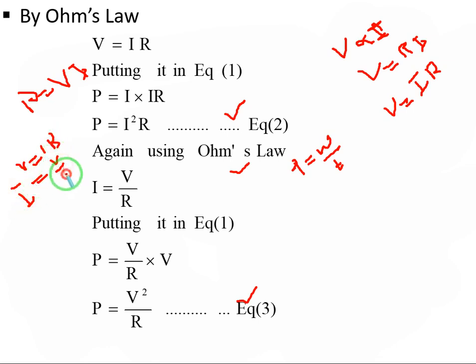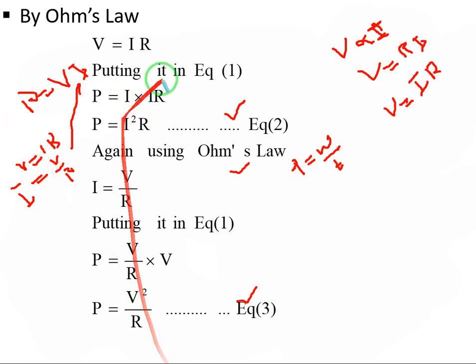Now you can put the value of I here. So P is equal to V divided by R, multiplied by V, so it becomes V square divided by R. So we can use the formula of power in two forms. Once you have current in a conductor, use the I square R formula. Once you have a voltage source across the conductor, we can use V square over R.